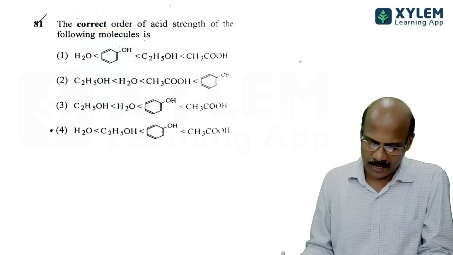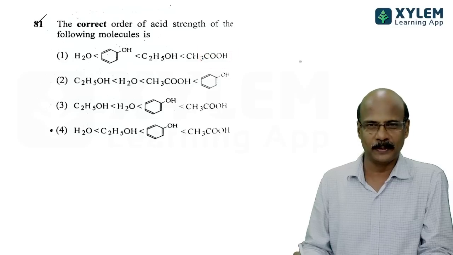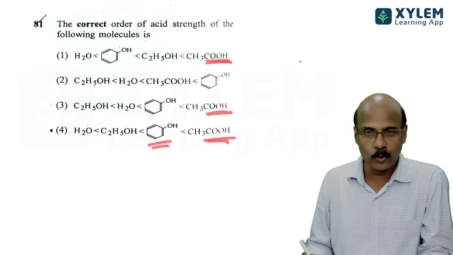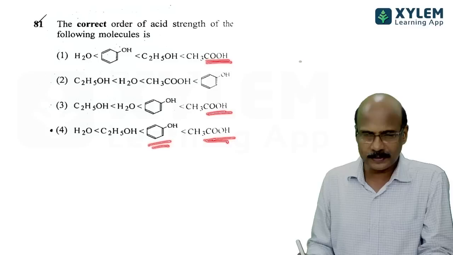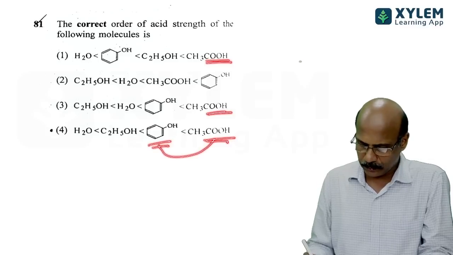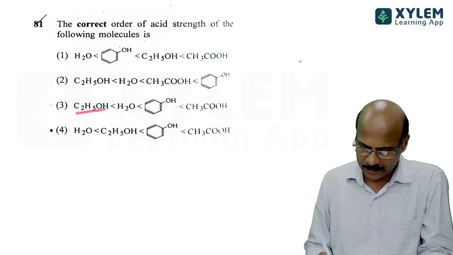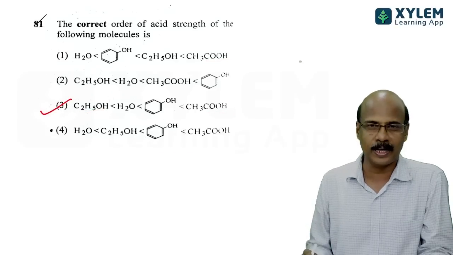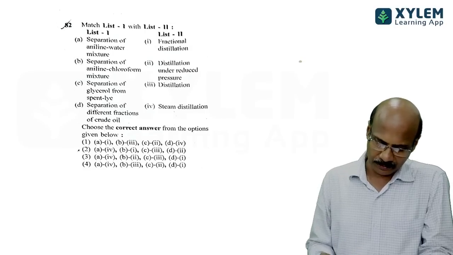Correct order of acid strength. You know that this is a carboxylic acid group. So it definitely possesses the highest acidic nature. Then comes phenol, carbolic acid. Phenol is otherwise called carbolic acid. Carboxylic acid is stronger compared to carbolic acid. We know that alcohols are less acidic than water. So the correct answer is option 3. Go to question number 82.